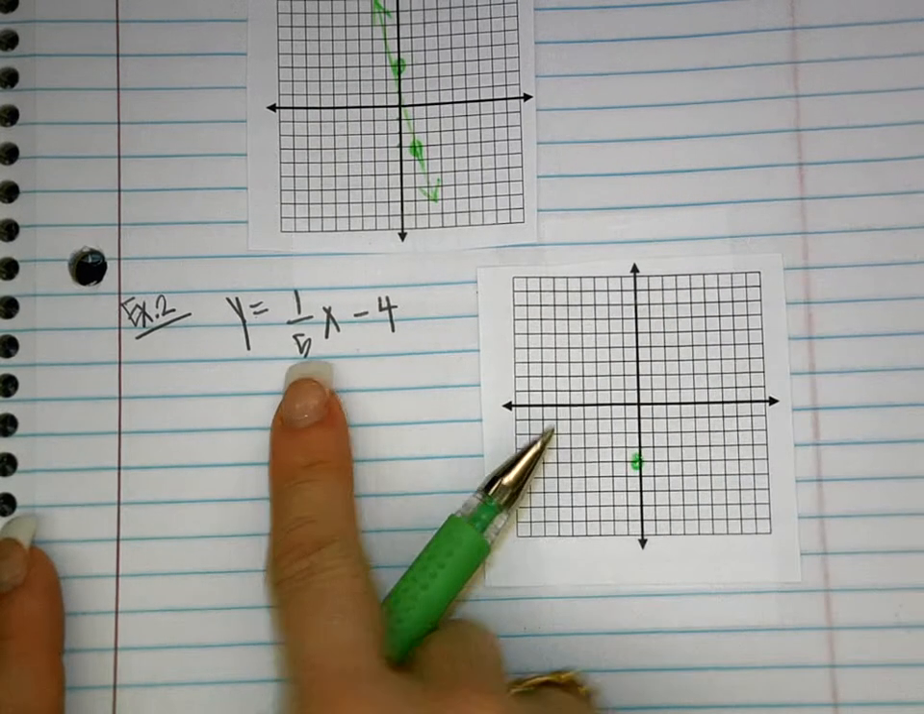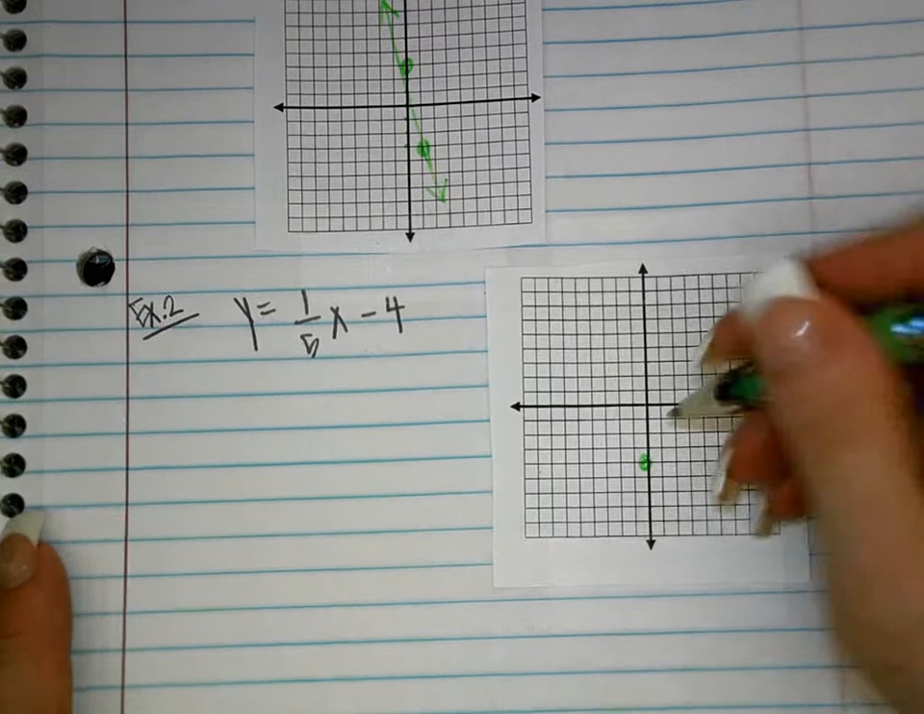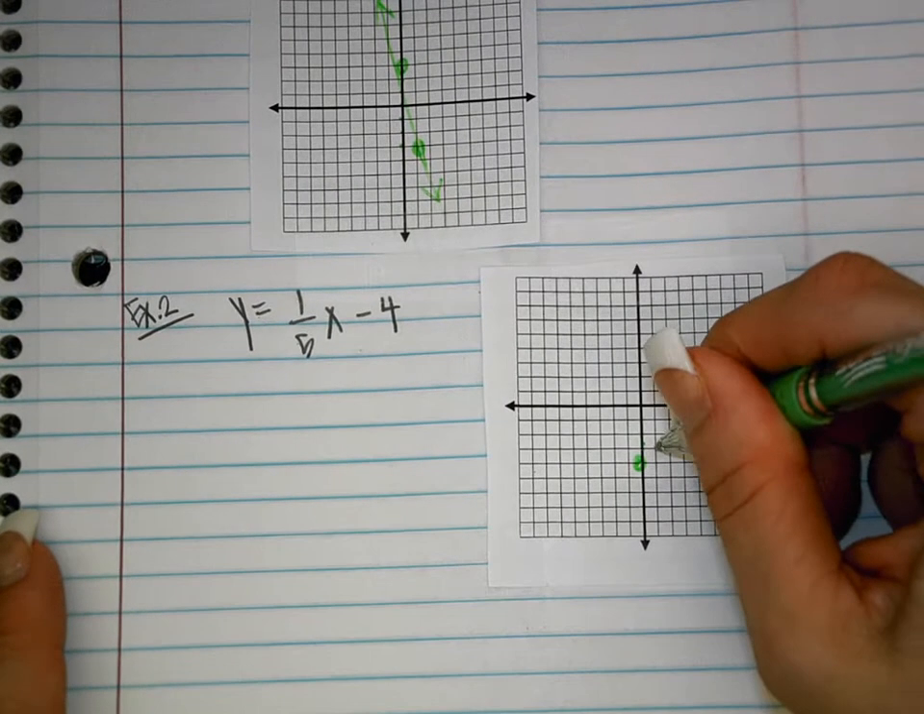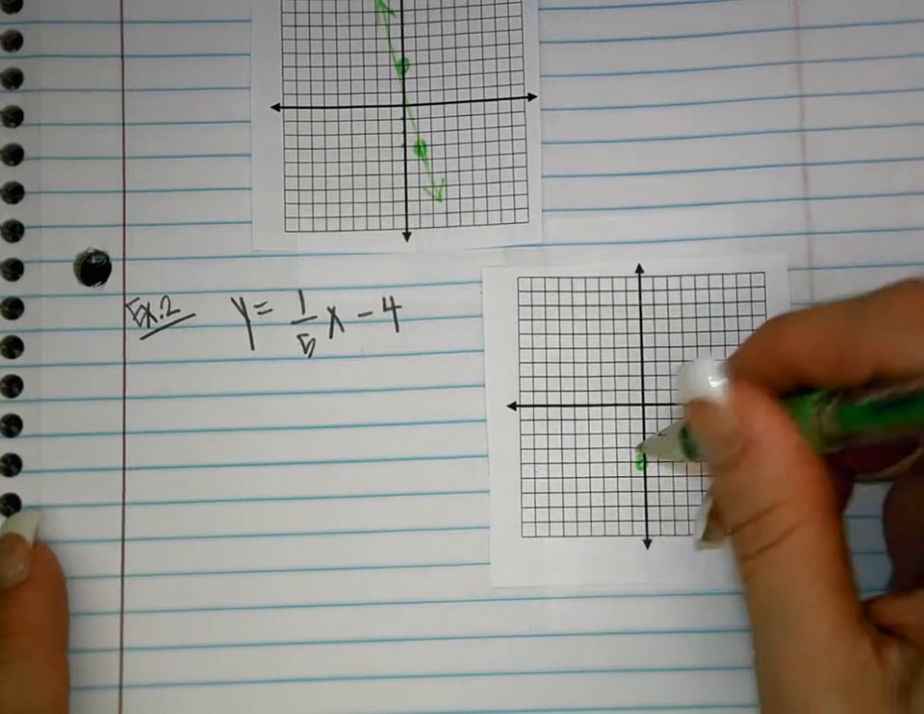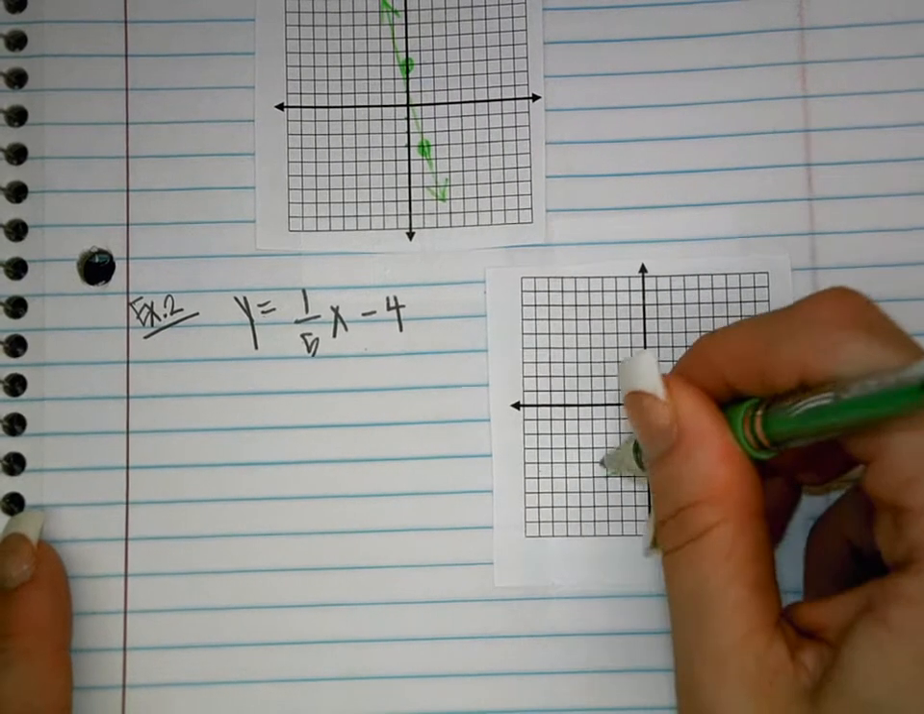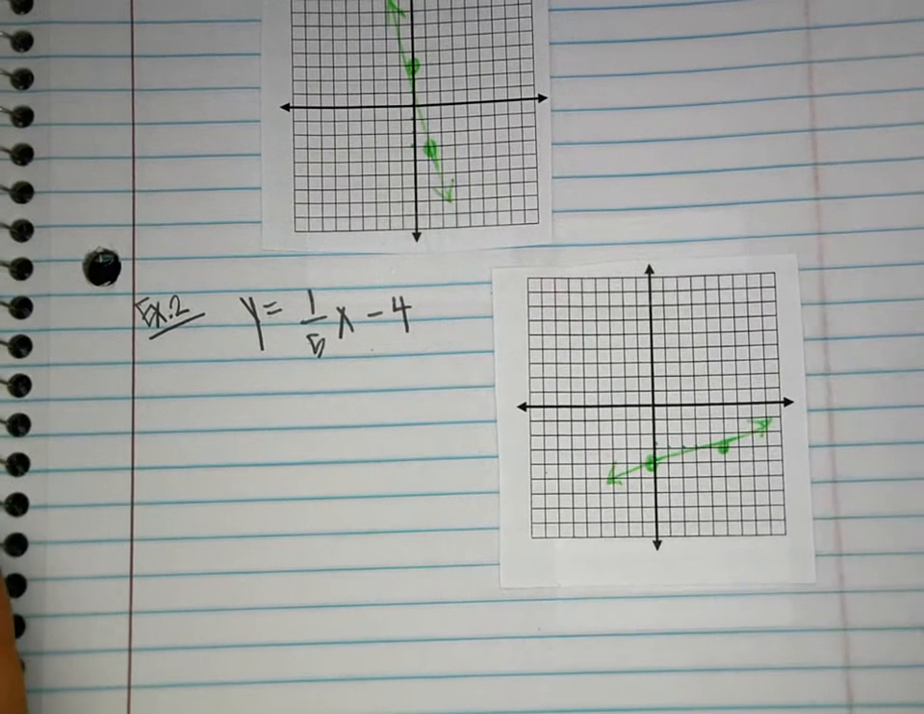And how does this tell me to move? Up 1 over 5. So up 1 over 1, 2, 3, 4, 5. Once you have 2 dots, connect them with a line. Try to make it as straight as you can. Sorry, mine's not perfect.